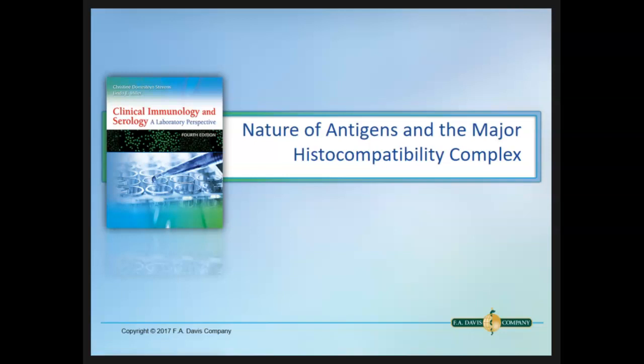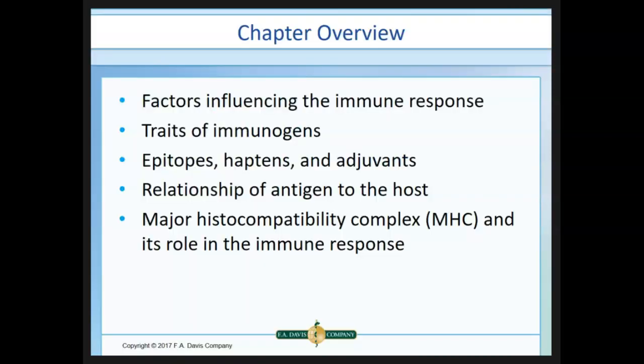Welcome to the lecture discussing the nature of antigens and the major histocompatibility complex. We're going to learn a lot of new terms in this lecture. We are going to discuss the factors that influence the immune response and the traits of immunogens, so we're going to define that as well. We're going to define epitopes, haptens, and adjuvants, and the relationship of the antigen to the host. And we're also going to describe the major histocompatibility complex and its role in the immune response.